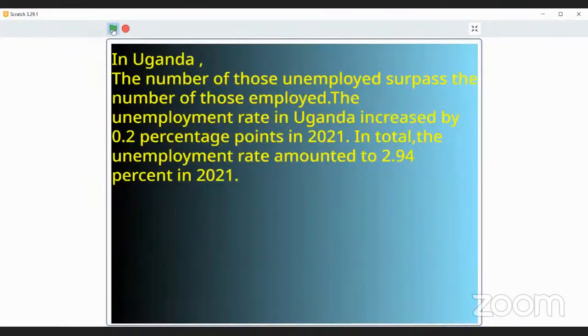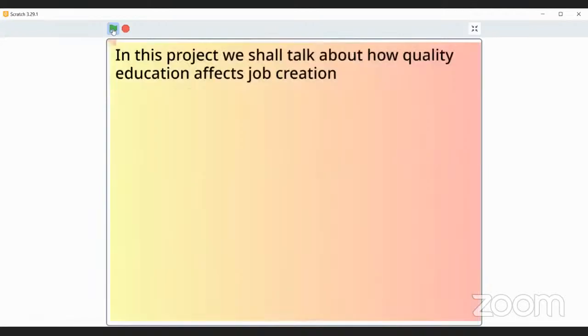In Uganda, the number of those unemployed surpassed the number of those employed. The unemployment rate in Uganda increased by 0.2 percentage points in 2021. In total, the unemployment rate amounted to 2.94% in 2021. In this project, we shall talk about how quality education affects job creation.